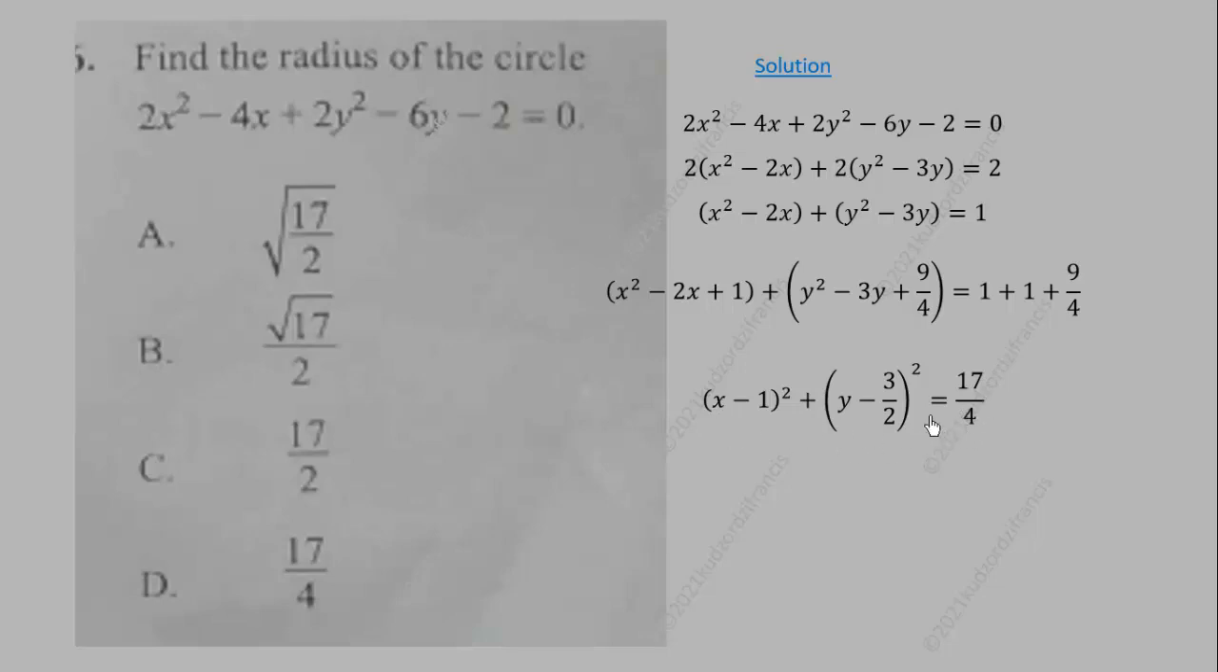Now we rewrite it as the standard form of the equation. And that will give you this over here.